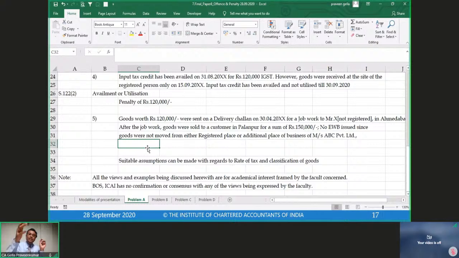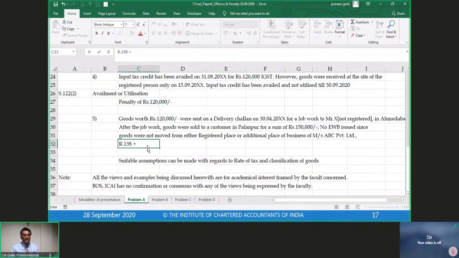Transport of goods without having enough documents. An e-way bill is required for movement of goods having a value of more than 50,000. Rule 138. This is the non-compliance as per Rule 138. Also, further, there is a procedural violation.